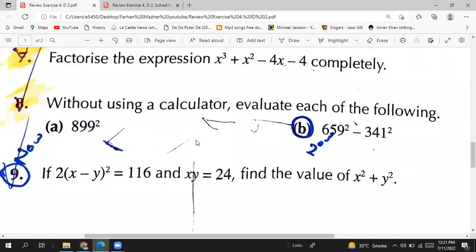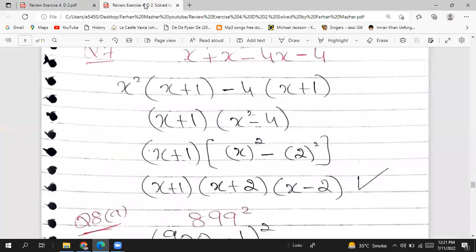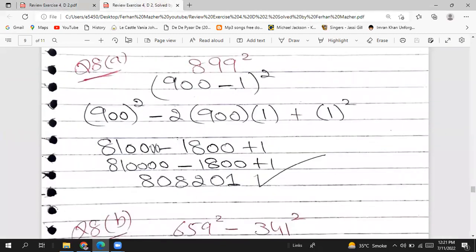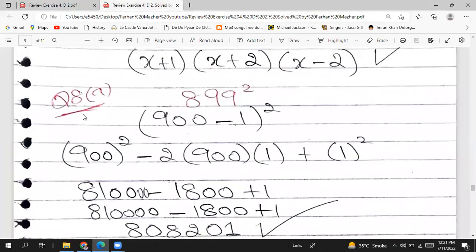Okay, so we are on question number 8. It says, without using a calculator, evaluate each of the following. It says 899 whole squared. I will use the algebraic identity to find its answer. 899 is basically 900 minus 1 whole squared. So I will apply the formula a minus b whole squared, which equals a squared minus 2ab plus b squared. Here a is 900, b is 1. So 900 squared minus 2 into 900 into 1 plus 1 squared.